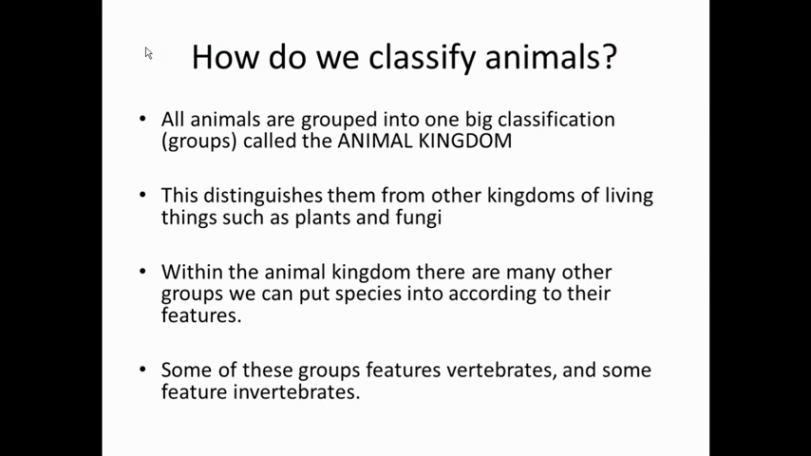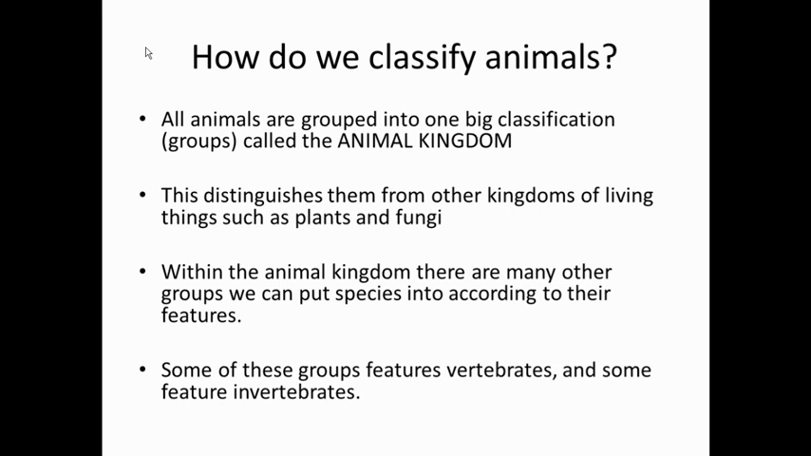So how do we classify animals? All animals are grouped into one big classification called the animal kingdom. So this is the overall group that contains all of the animals. It distinguishes them from other kingdoms of living things. So there are other living organisms such as plants and fungi. Putting all animals into this big group distinguishes them. It shows that they're different from species within those other groups.